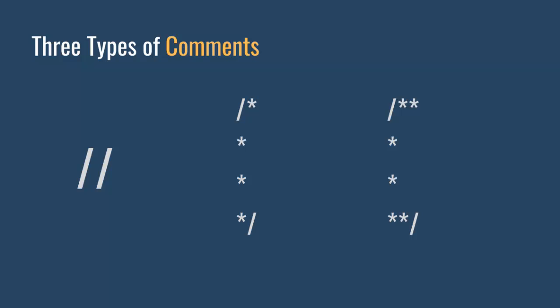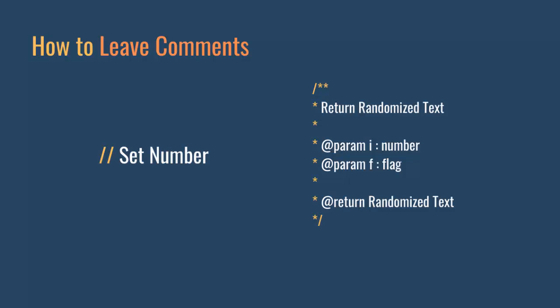The right one is the documentation comment. These comments start with slash double asterisks and end with asterisk slash. We programmers use them to describe what each class and method does. We leave comments in the source code like this.